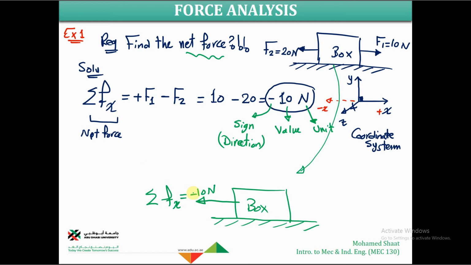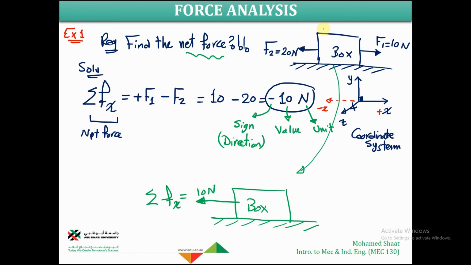This negative indicates direction, so I can remove the negative after that. It means that since you already defined the direction by the arrow, and we're going to discuss this in more detail, there is no need to add this sign. This force is already going to the left with 10 Newton.